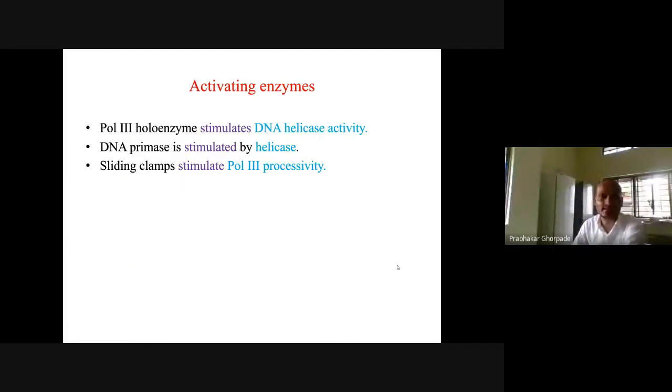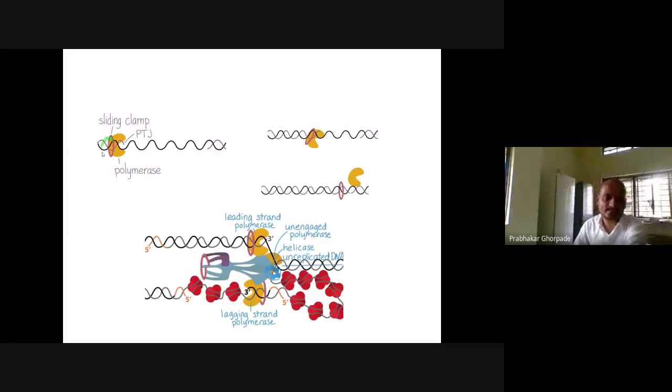So how is the enzyme activated? DNA polymerase 3 holoenzyme stimulates the DNA helicase. So if we have DNA polymerase at the site of replication, it will stimulate DNA helicase activity. If DNA primase is there, it will also stimulate the DNA helicase activity. If the sliding clamp is there, it will stimulate the DNA polymerase 3 processivity. So this is a sliding clamp. This is a primer template junction. This is a DNA polymerase, and this is how it is proceeding.